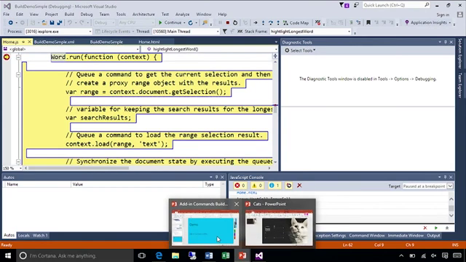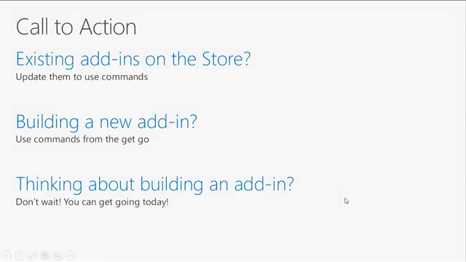Now let's go back to the presentation. You saw how easy it is to create add-ins, so here's a call to action for you. If you have an existing add-in on the store, please update it as soon as possible to use commands. With commands, you can have much more discoverable and much more efficient to use add-ins directly in the Office UI. If you're building a new add-in, please think of adding commands from the get-go, so you can model all your functionality and all your entry points with commands in mind.